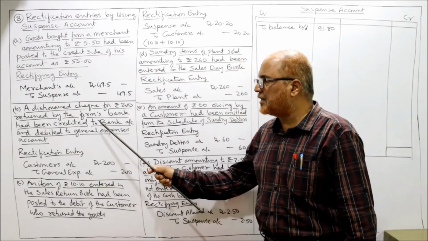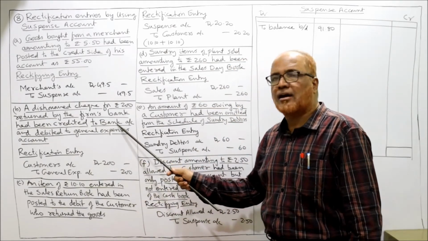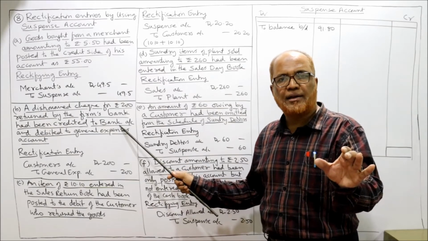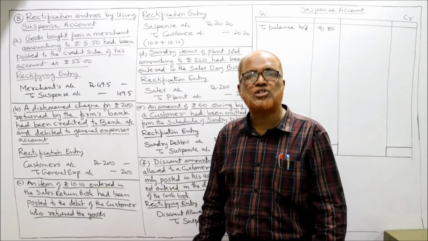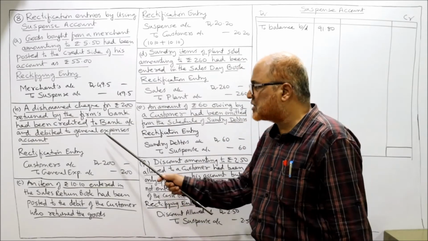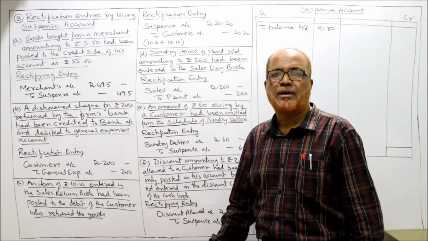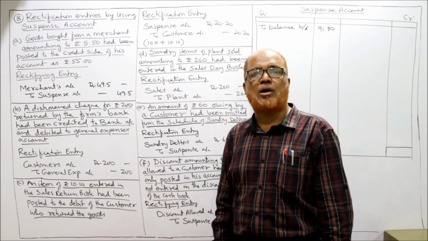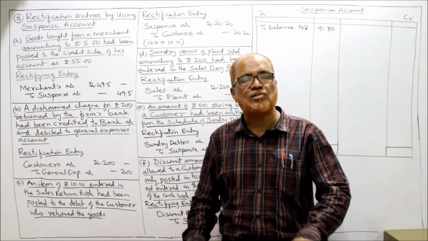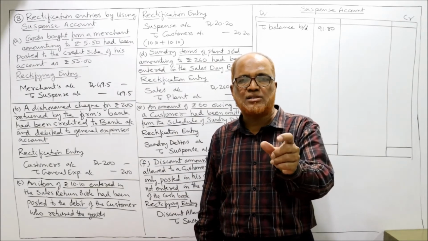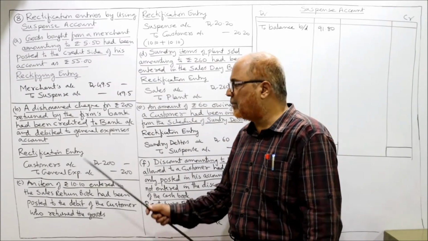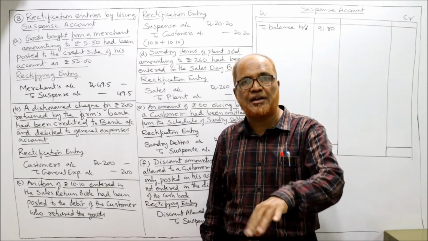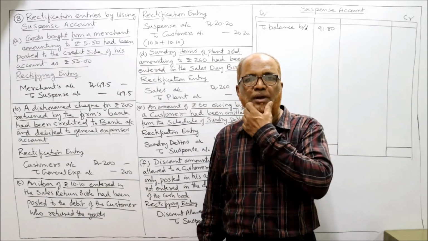Here bank account has been credited, correctly credited. But debit should be given to customer account, but by mistake debit was given to general expenses account. Now we credit general expenses because we have to cancel. General expenses by mistake we have debited. Now the general expense will be credited.